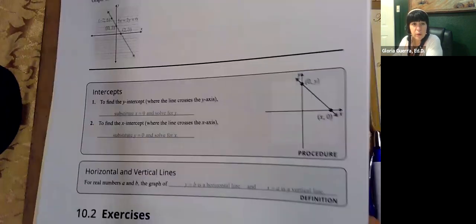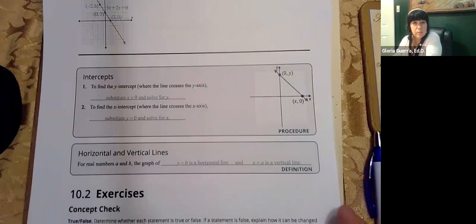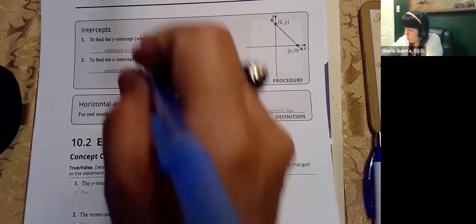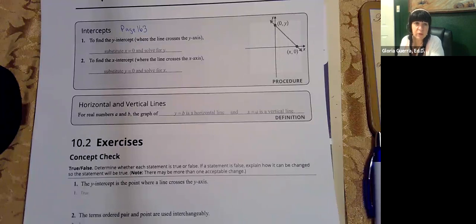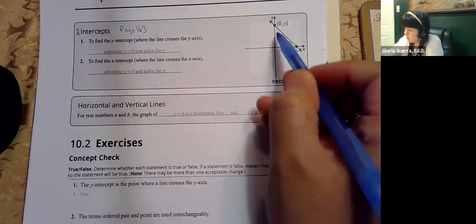And then this is on page 163. This is more part of your vocabulary here. So you have in this section something called intercepts. There's 2 intercepts in math: the x-intercept and the y-intercept. And these are locations where your graph crosses either the x-axis or the y-axis. So that's why there's only 2 intercepts, the x-intercept and the y-intercept.